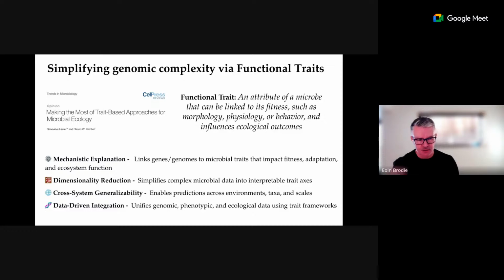So we use functional traits because it allows us to link genomes, the genes that contribute to the attributes, to traits and quantify their impact on fitness, their adaptation, and how that influences ecosystem function. And fundamentally, going from genes to traits allows us to reduce the dimensions that we're dealing with. So it simplifies microbial data into more interpretable trait axes, allows us to compare across systems, and really provides a framework for us to unify genomic, phenotypic, that's the expression of the traits, and ecological data.